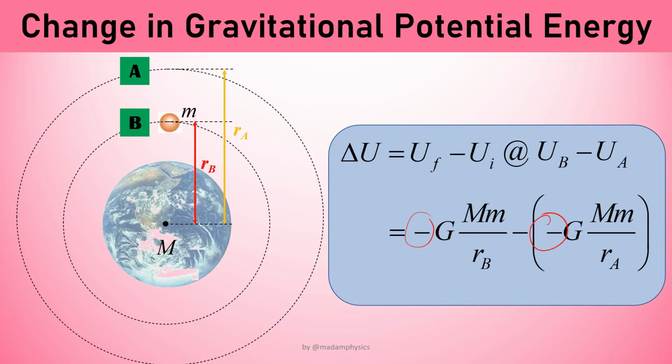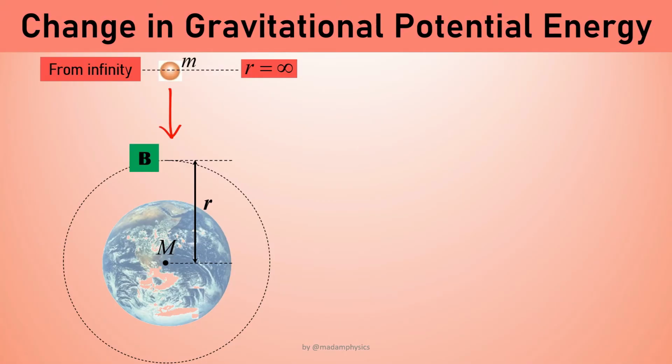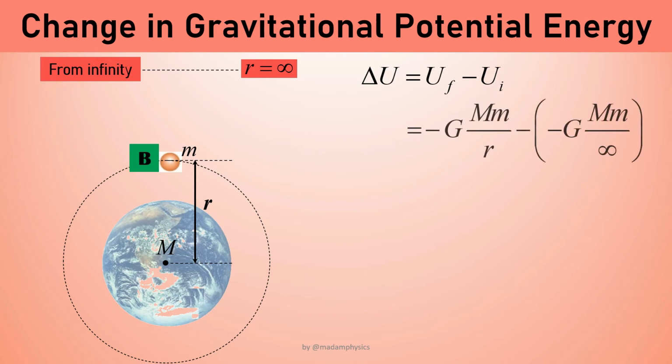But don't forget the negative sign of U in the formula. Let us try once again if the object is brought from infinity to point B at a height r from the center of the Earth. To know how much work is done, we will do the same thing as previous case. So change of potential energy, where we minus final and initial potential energy. And this time, the initial r is infinity because the object comes from infinity.